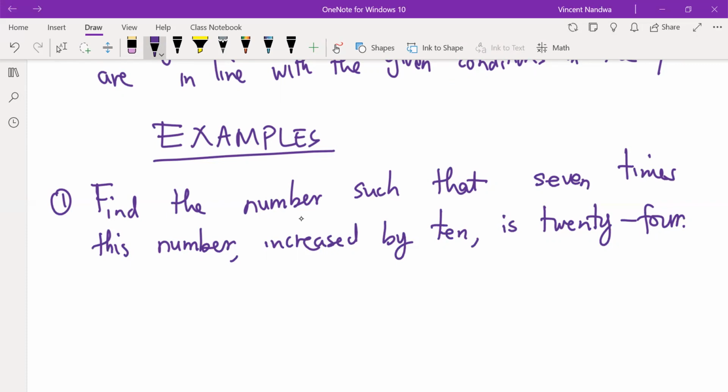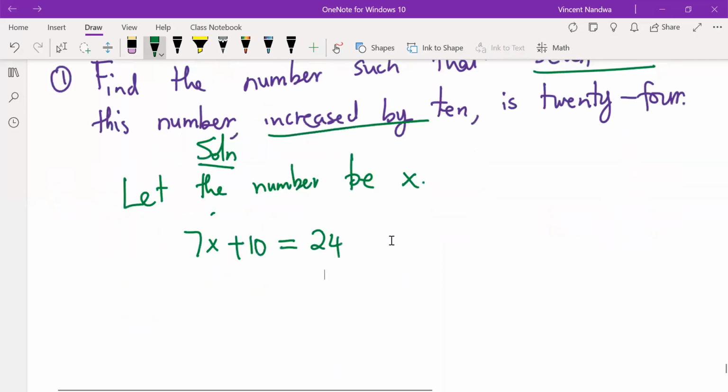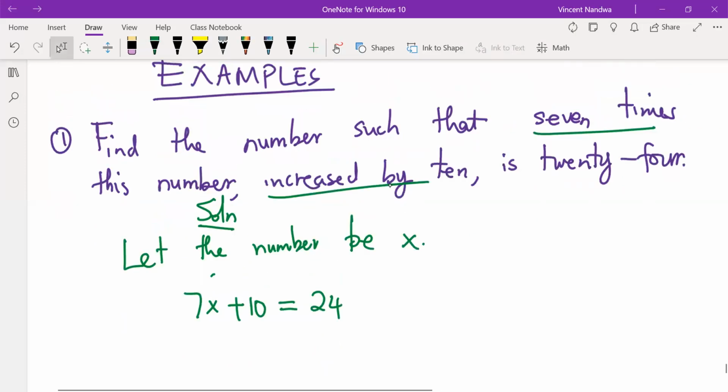Because we don't know the number at hand, let's assume the number is x. Solution: let the number be x. Now I've been told that 7 times the number means we'll have 7x, increased by 10. Increased by 10 means when you add 10 to 7 times the number x, the answer is 24. So that's what the condition in the problem means: 7 times the number increased by 10, so adding 10, we get 24.